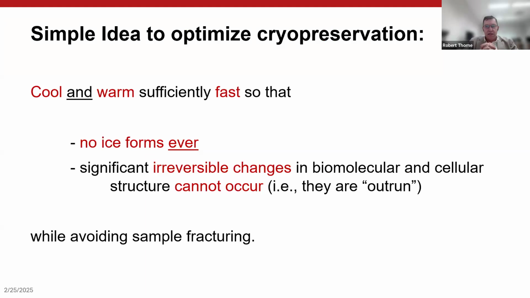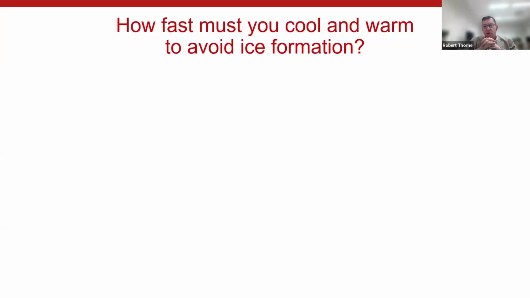So the simplest idea to optimize cryopreservation of small things is to cool and warm so fast that no ice forms ever, so that all of these things that can go wrong just because temperature is changing don't have time to go wrong. You basically outrun them because you're cooling and warming so fast. And at the same time, you've got to avoid sample fracturing. So that's a very simple idea. So how fast must you cool and warm to avoid ice formation?